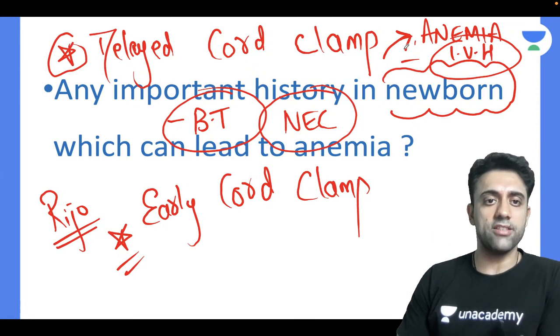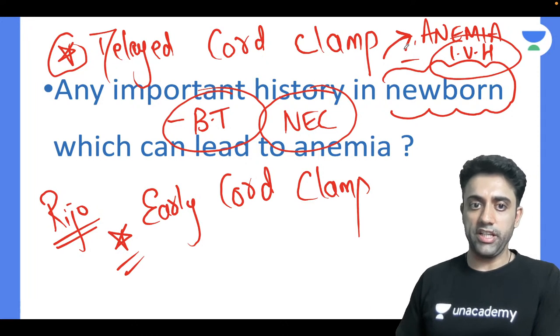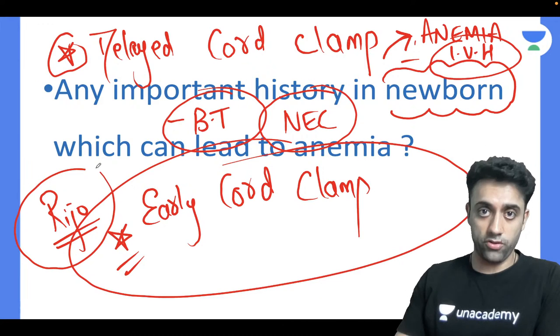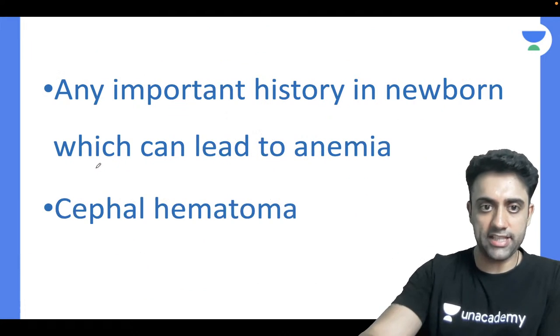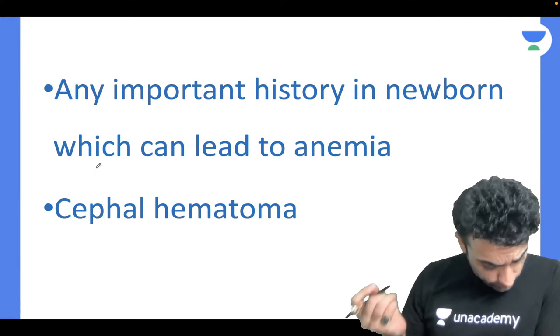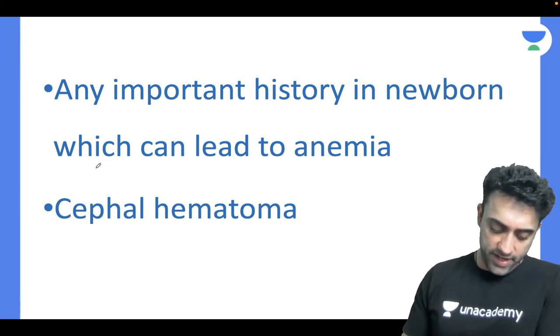So, very beautiful answer. My question was, any important history in a newborn which can lead to anemia? Yes, Rijo, proud of you. Very good, you use your brains. So early cord clamping could lead to anemia. Second important, have you heard of cephal hematoma? Exactly, very good, Osama is right. Proper blood reaches the newborn, so delayed cord clamping, very beautiful.